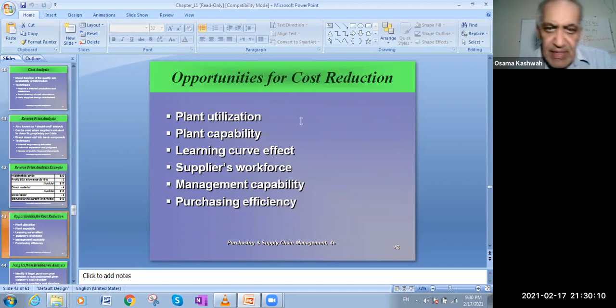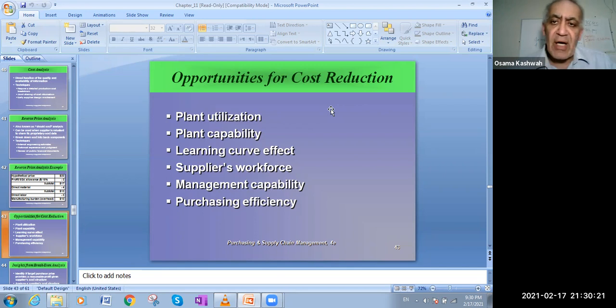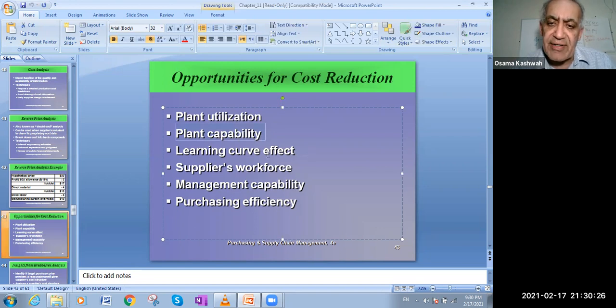Slide 43 is telling me about opportunities for cost reduction. As a supplier and as a buyer as well, I always want to reduce the costs. So I can do this through plant utilization, plant capabilities, and the learning curve effect. The more skilled workers you have, the more effective and skillful they are, so the lower the costs of production, because time is money. There won't be waste of time or of supply materials, as long as you have very skillful, well-trained laborers or workers.